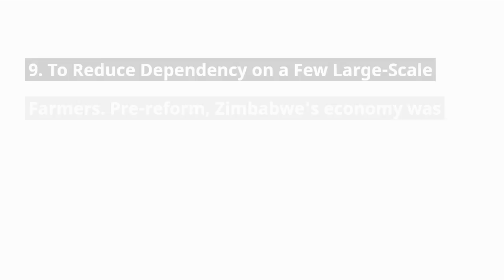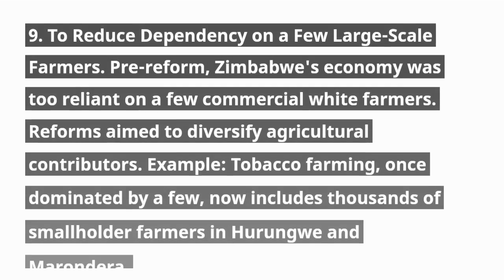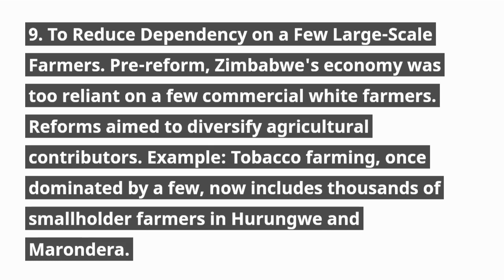9. To reduce dependency on a few large-scale farmers. Pre-reform, Zimbabwe's economy was too reliant on a few commercial white farmers. Reforms aimed to diversify agricultural contributors. Example: tobacco farming, once dominated by a few, now includes thousands of smallholder farmers in Hurungwe and Marondera.